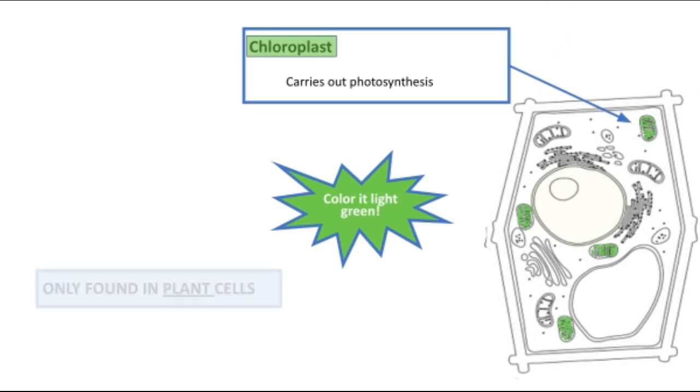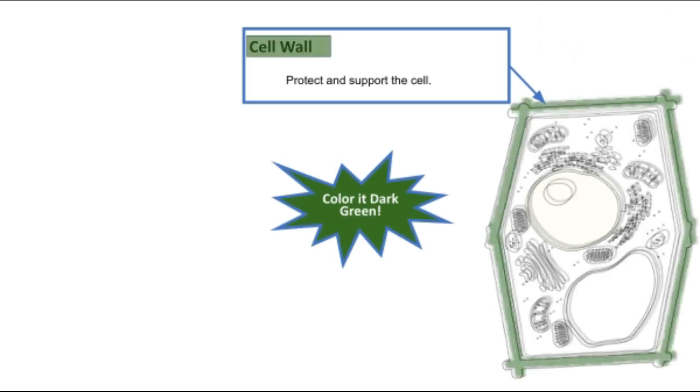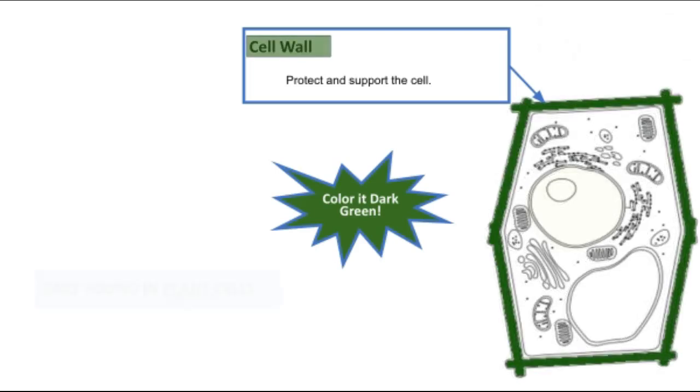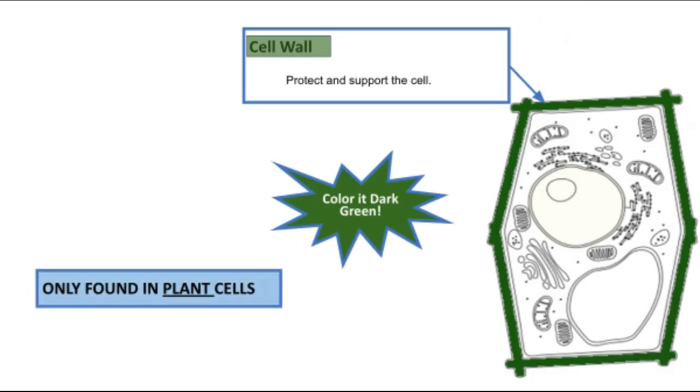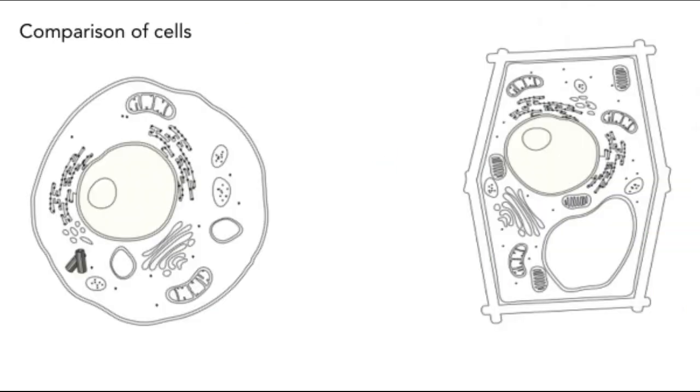Plant cells also have one more organelle that is found in only plant cells, and that's going to be the cell wall. And this is going to protect and support the cell, give it a little bit more structure. And this is found on the outside of the cell membrane, the very outside of the cell. We're going to go ahead and color that dark green. Again, this is only found in plants.